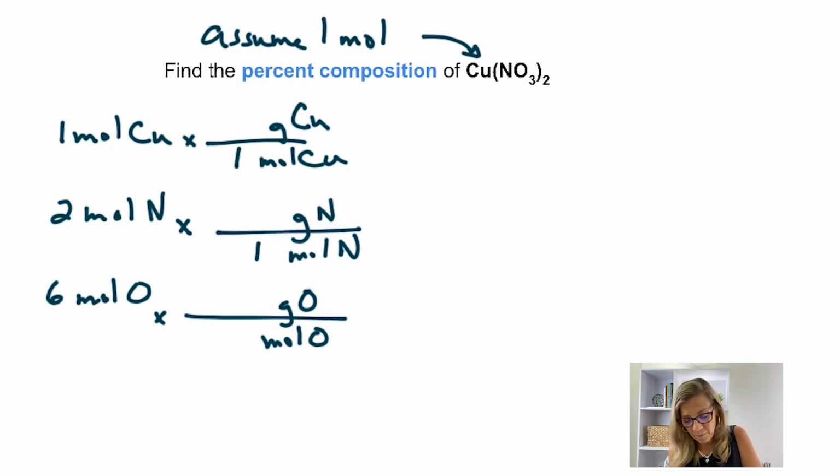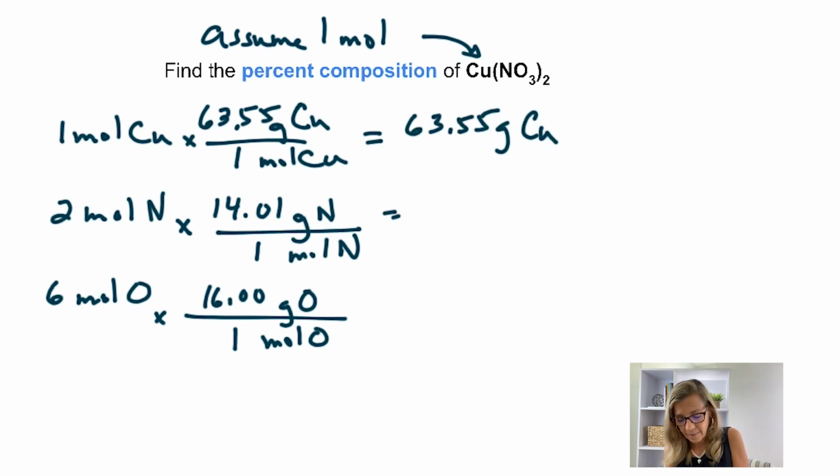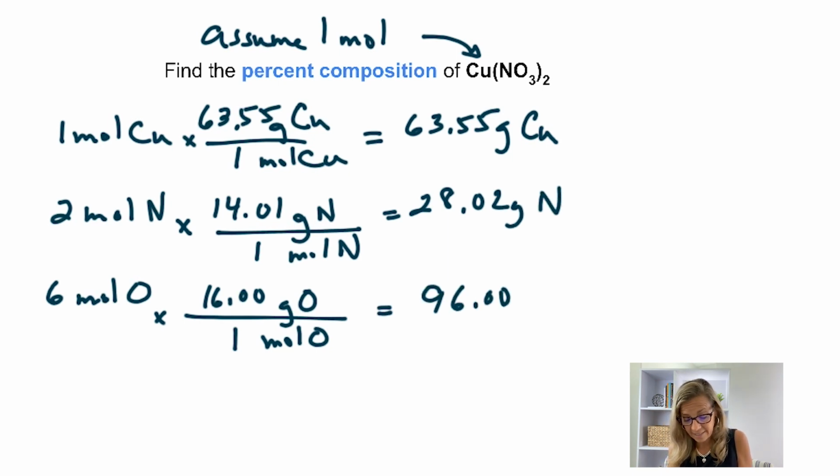Okay, so remember, molar mass is grams per 1 mole. So copper is 63.55, nitrogen is 14.01, and oxygen, one of the first ones you'll memorize, is 16. All right, so we're going to calculate these masses. Okay, we've got 28.02 grams of nitrogen. And then we've got 96 grams of oxygen. Okay, so I have the mass broken down of each of the parts, each of the elements.